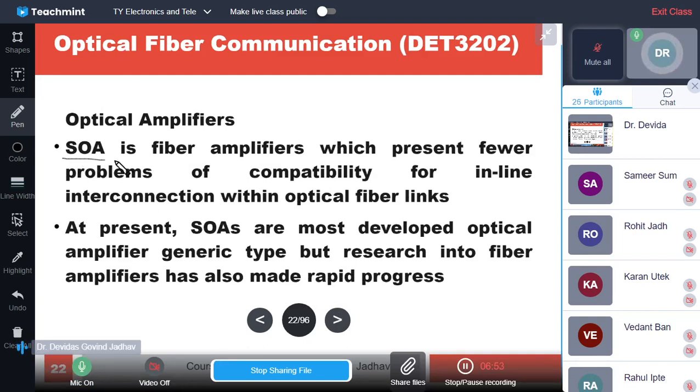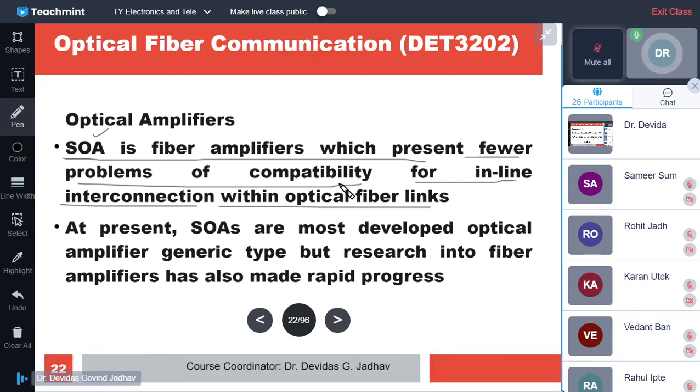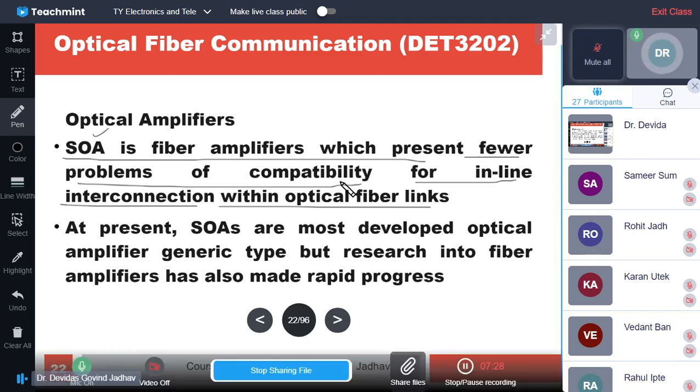Now SOA is a fiber amplifier which presents fewer problems of compatibility for inline interconnection within the optical fiber links. So all these problems it offers very less.